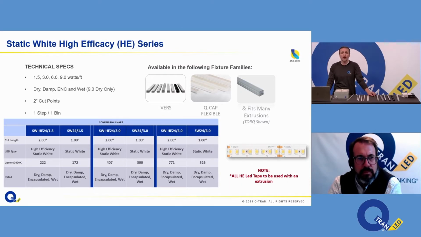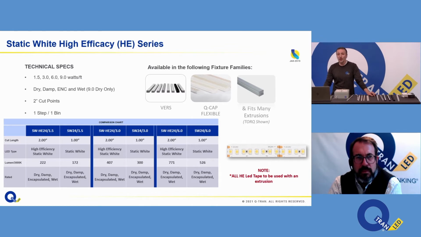If you notice on the bottom there, we'll go through the differences. One of the key points here, Tyler, is that our standard SW strip had 1 inch cut points, and now we have 2 inch cut points. So when you're designing your systems, you have to take the 2 inch cut points into consideration. It's no longer 1 inch. But the advantages you're going to have here are greater than the cut points.